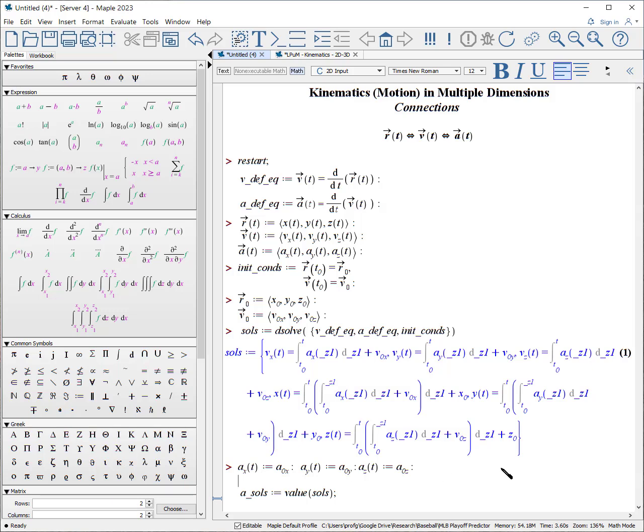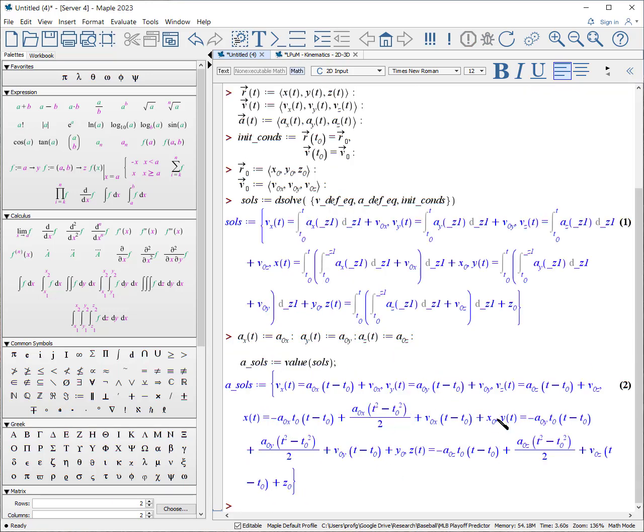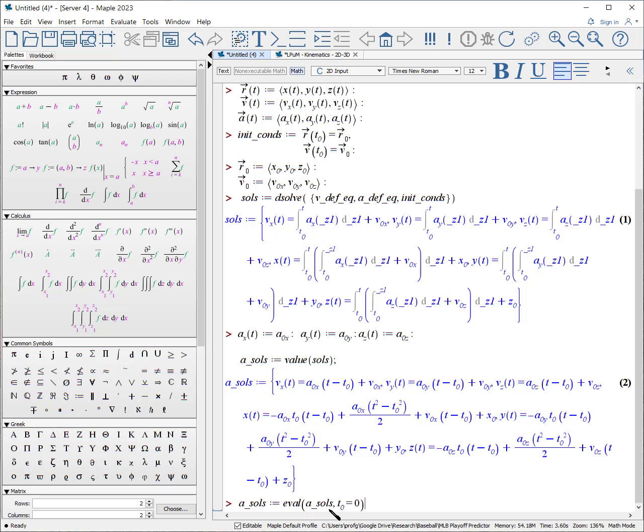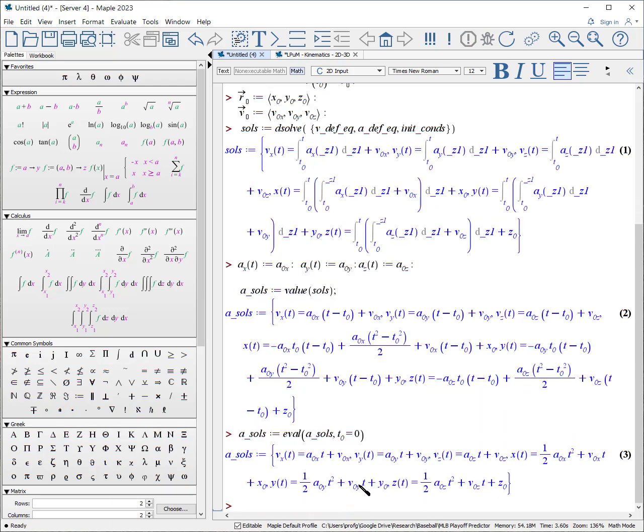What are our solutions now? This looks pretty complicated. Let's define the initial time we start at 0. Evaluate our solutions at t sub 0 equals 0. You get the sort of classic equations you probably have to memorize. One for velocity x, y, and z, and also for position x, y, and z.